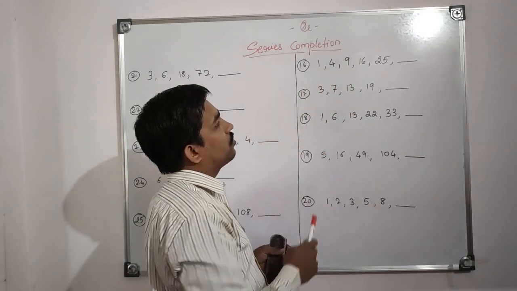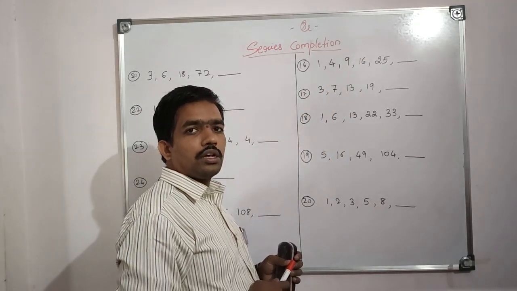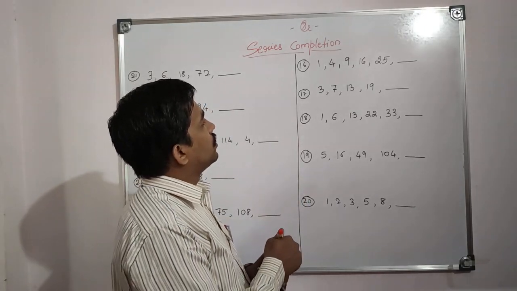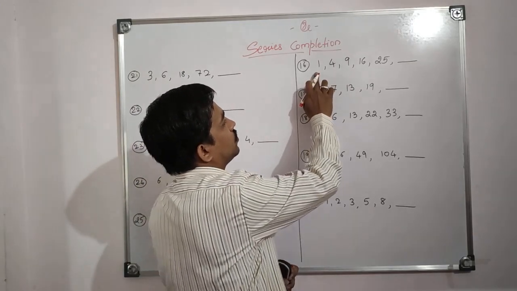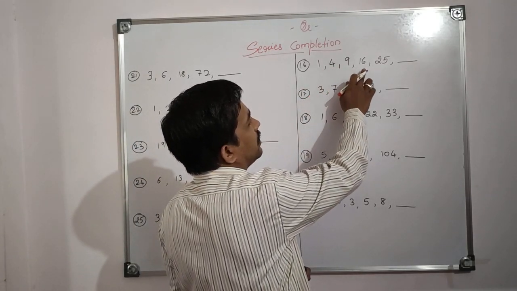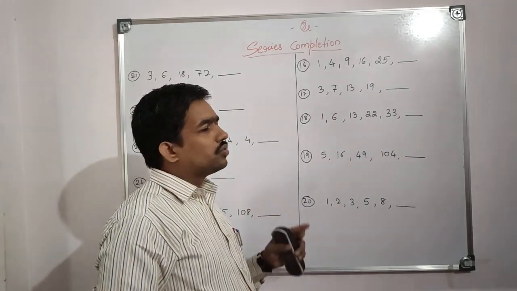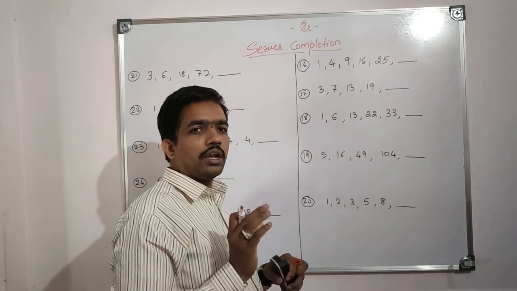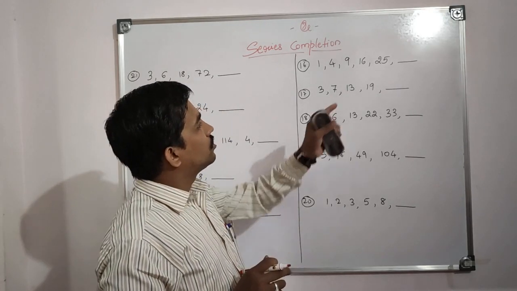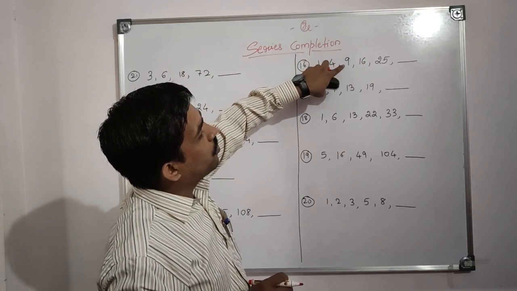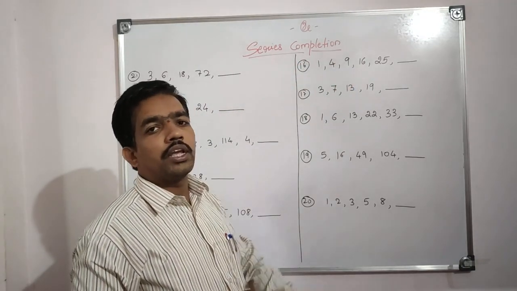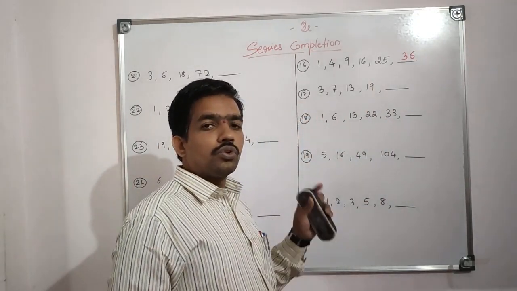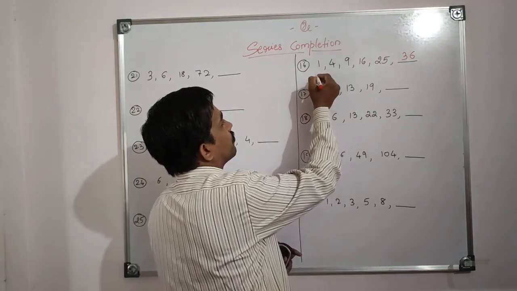How do these numbers look? Is there any idea what the next number will be? Okay, let us see. So see this: 1, 4, 9, 16, 25. Are you getting any ideas? So see children, 1, 4, 9, 16, 25. Your next number will be 36. So how 36? See here.